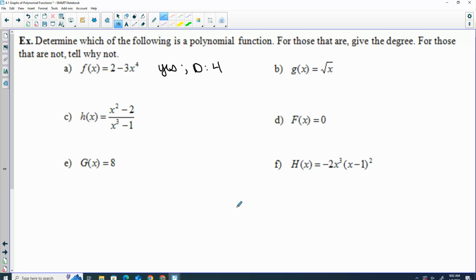All right. B, the square root of x. A square root is like what power? It's the 1/2 power. I told you in a polynomial, all of your exponents are whole numbers. 0, 1, 2, 3, 4. So is this a polynomial? No. The reason is a fraction in the exponent.